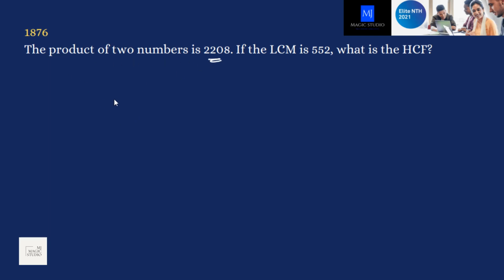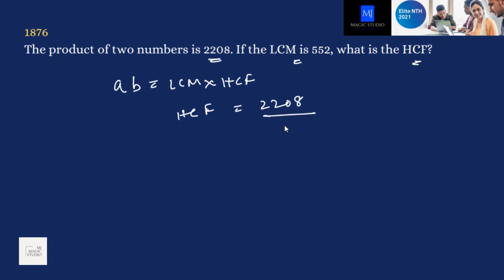The product of two numbers is 2208. If the LCM is 552, what is the HCF? We know that the product of two numbers is given by their LCM into HCF. That means HCF equals the product of the two numbers, 2208, divided by the LCM, that is 552. It will go 4 times. That means HCF is 4. If we know the property, we can do this in no time.